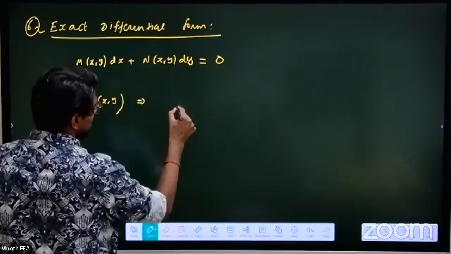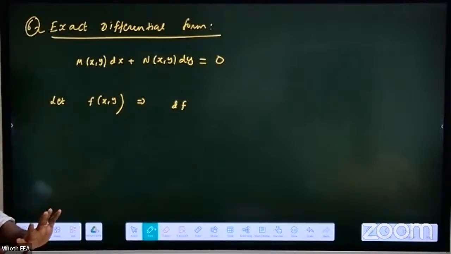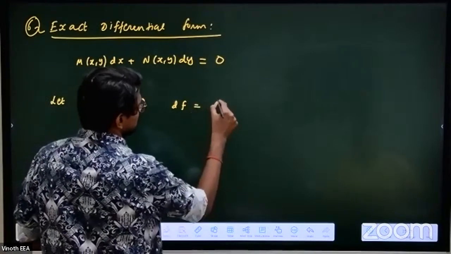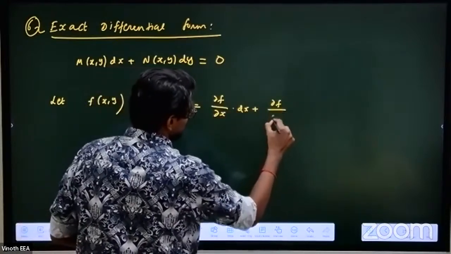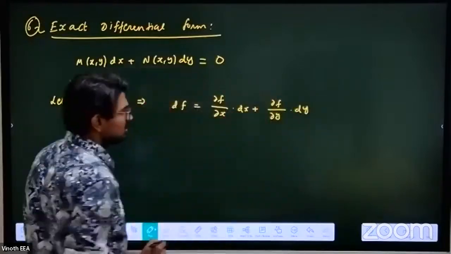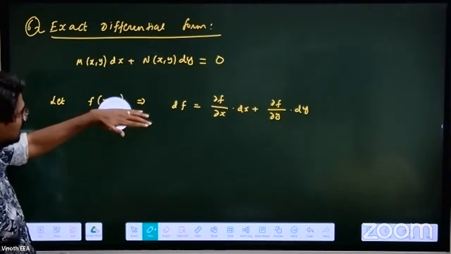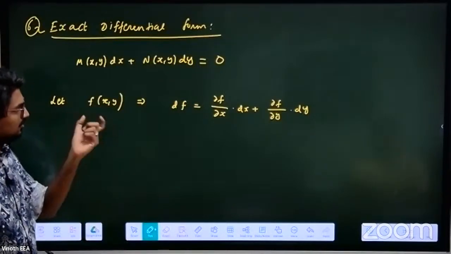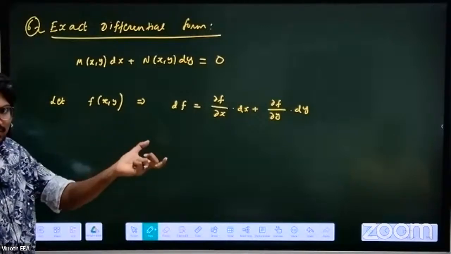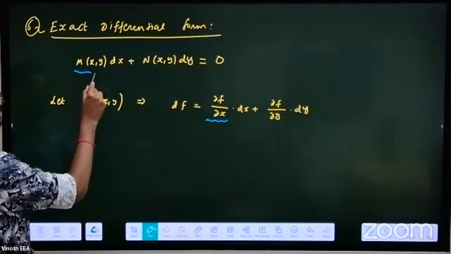Small d or capital D, whatever, but it is a multivariable function, so I cannot directly differentiate it. My total derivative df will be: dou f by dou x into dx plus dou f by dou y into dy. Okay, right? Provided, I have taken a function f of x comma y such that dou f by dou x is equal to my m of x comma y.